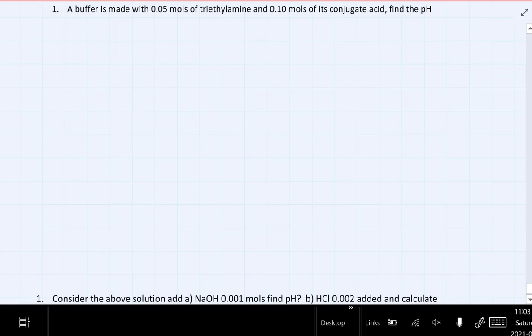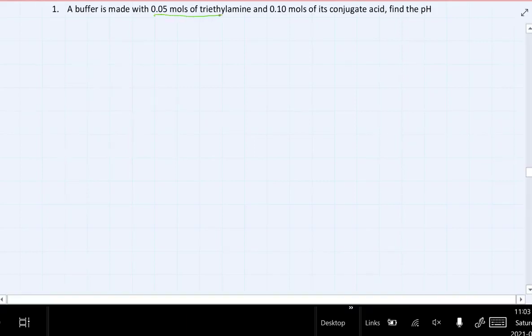Okay. So let's move on to the next question. My next question is what's this one? Triethylamine. Now, triethylamine, and let's see, its conjugate acid. That means triethylammonium, right? So we should be given actually Kb or Ka. Let's see. So triethylammonium, 3 methyls, NH, ammonium salt.